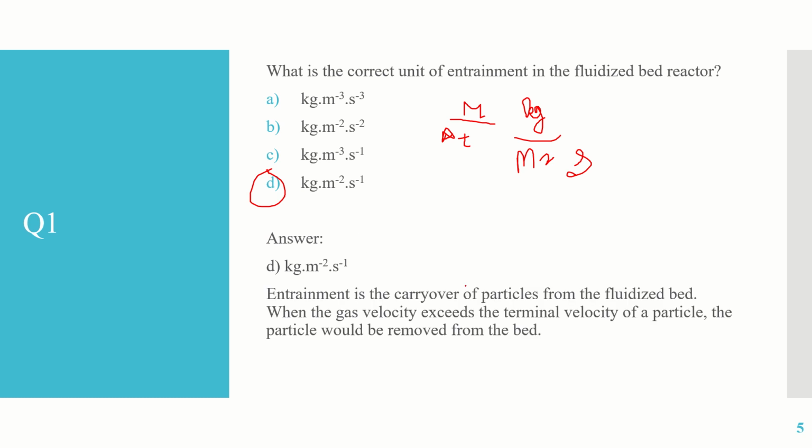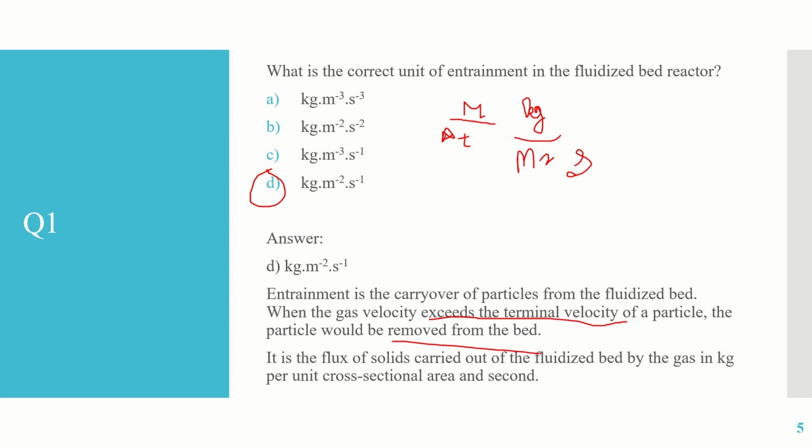Entrainment is the carryover of particles from the fluidized bed. When the gas velocity exceeds the terminal velocity of a particle, the particle would be removed from the bed. It is the flux of solids carried out of the fluidized bed by the gas, in kg per unit cross-sectional area and second. Since it is a flux, we know it is kg per meter square second. So I hope question 1 is clear to everyone. We'll move to question 2.